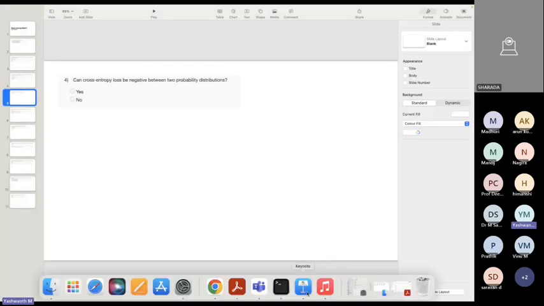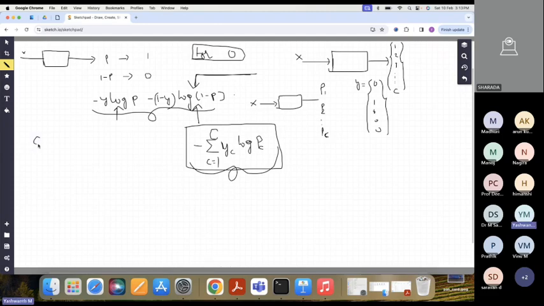So let me explain. Cross entropy loss cannot be negative. Given any two probability vectors, discrete probability mass functions P and Q, each a vector of length C, the cross entropy is defined as the negative of the sum of P_c log Q_c, summing over 1 to the number of classes.